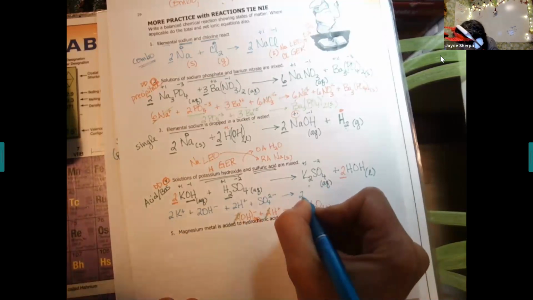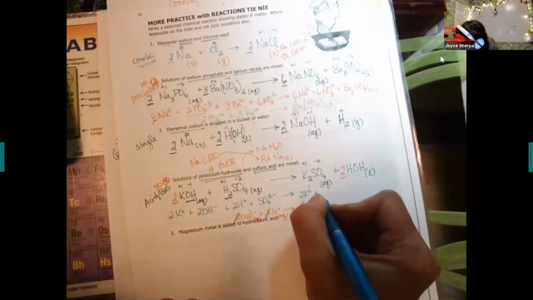And then this aqueous, the 2 potassiums and the sulfate. And we get to H2O. Again, you can write it as HOH, and at this point go to H2O. That's, again, a personal thing. All right, we got one more. Then we got a whole other page of practice that we can decide.